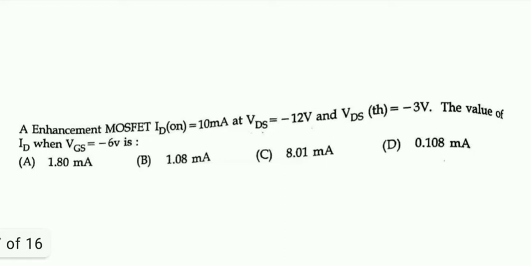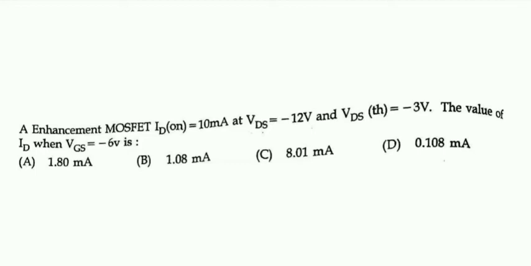Next one, enhancement MOSFET IDS on is equal to 10 milliamps, VDS equal to minus 12 volt, the VDS threshold is minus 3 volt, the value of ID when VGS is equal to minus 6 volt. So these are all the data given, right?